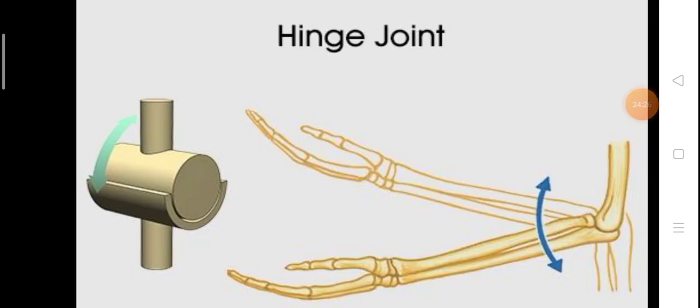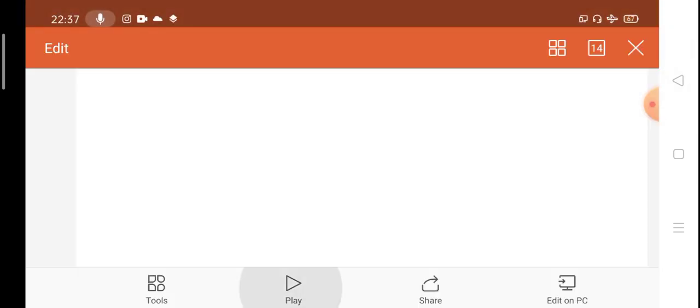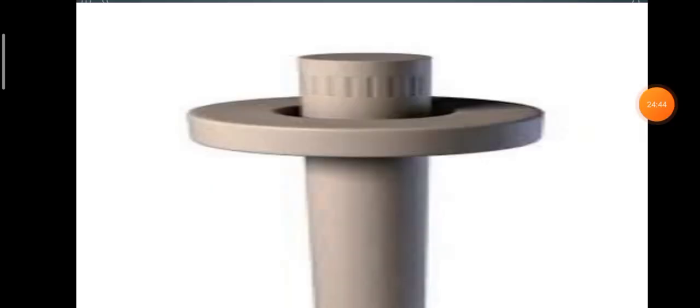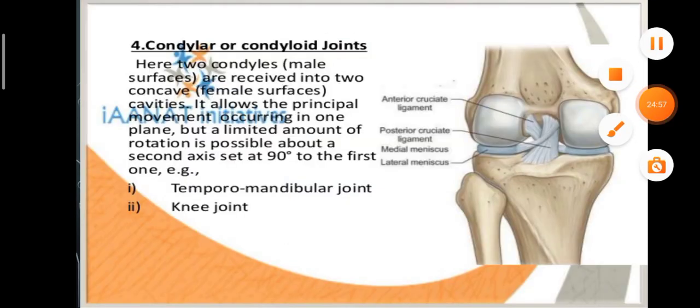So just a revision: hinge joint, here you have elbow joint as the example. Here movements take place around a transverse axis, that is, only flexion and extension movements are possible in these joints. And pivot joint, as you already know, movements take place around a vertical axis, hence only rotation movement is possible. Here you have examples like superior radioulnar joint and median atlantoaxial joint.